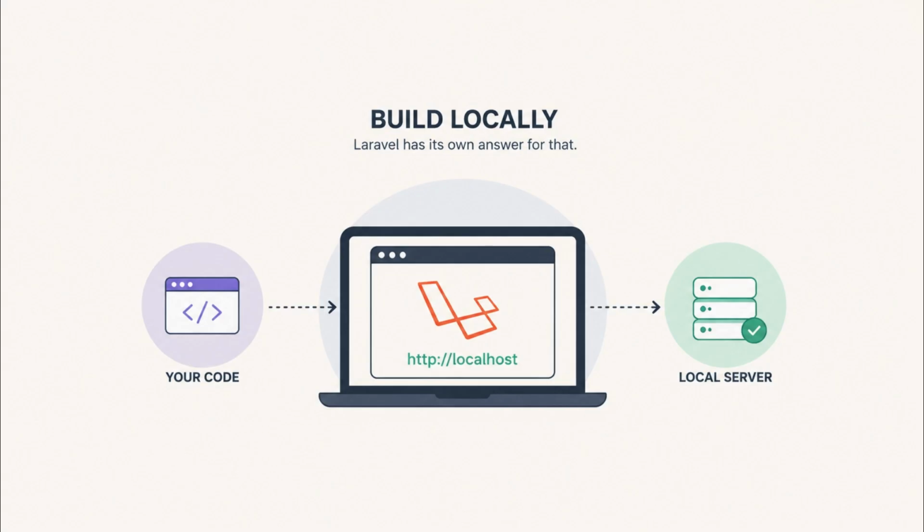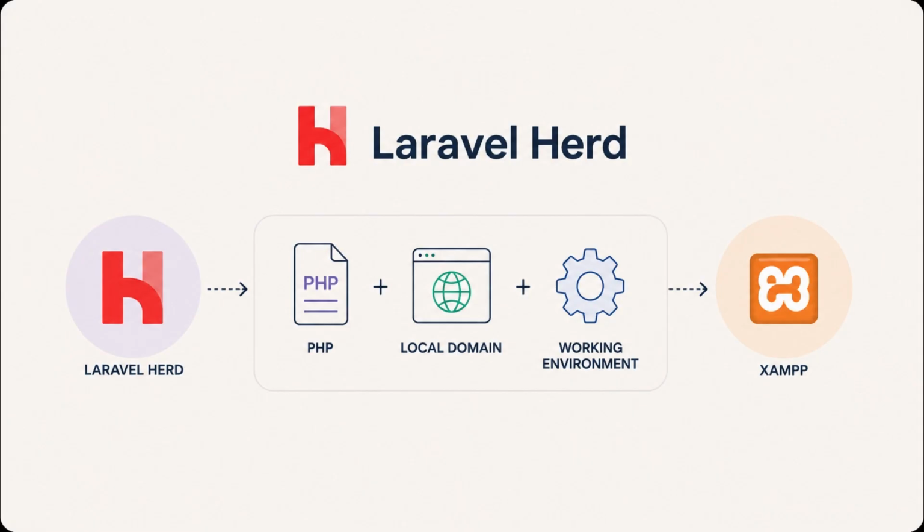Before any of that ships, you have to actually build it locally, and Laravel has its own answer for that too. Laravel Herd is a native app for Mac and Windows that gives you PHP, a local domain, and a working environment in one click. No manually installing PHP versions, no configuring Nginx, no juggling MAMP or XAMPP.